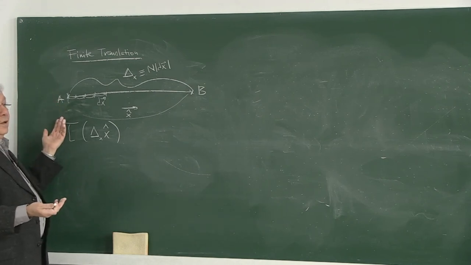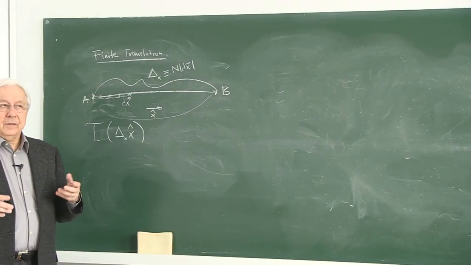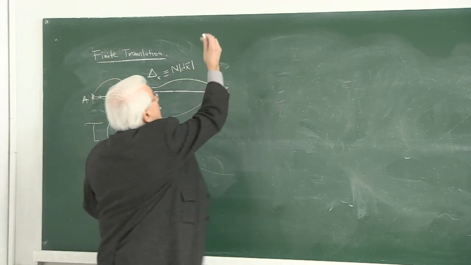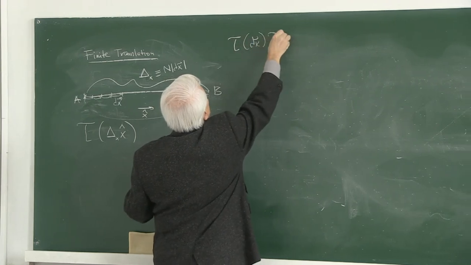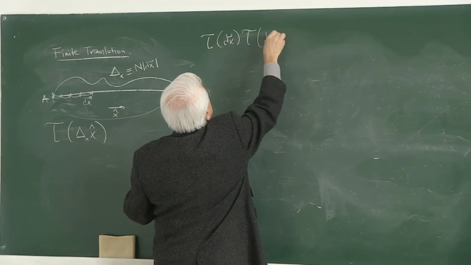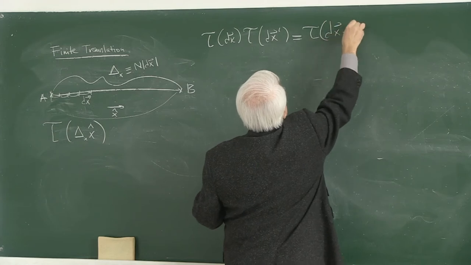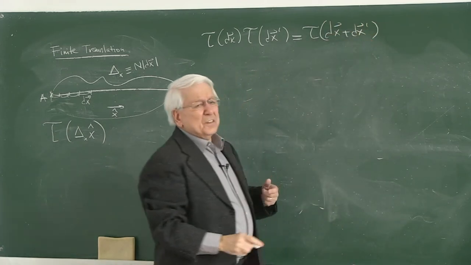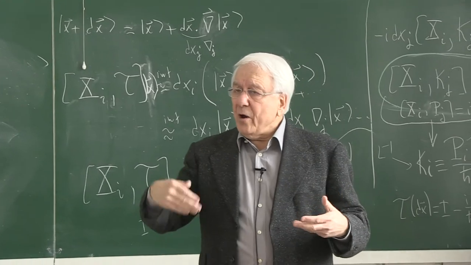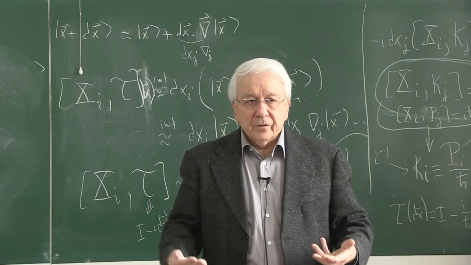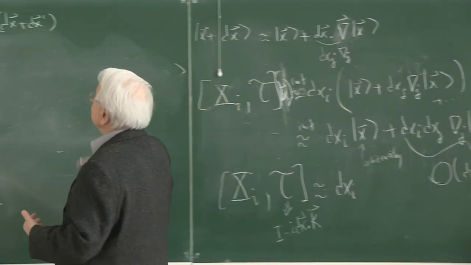Therefore, this entire thing, when you add it, let me rewrite the group property. The group property was, this algebraic relation is the correct one. This is an operator, so you have to act one after the other. If it is a unitary operator, it must be this type of operation, right? This is the group property.